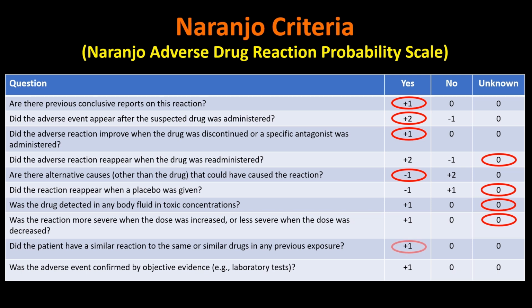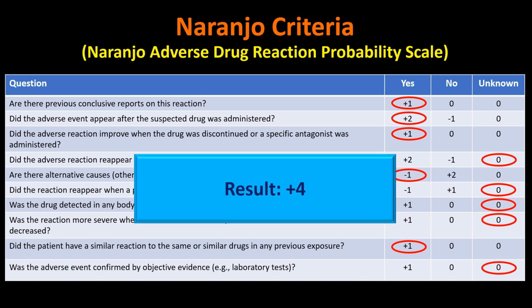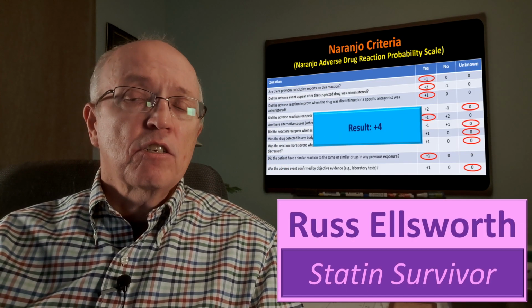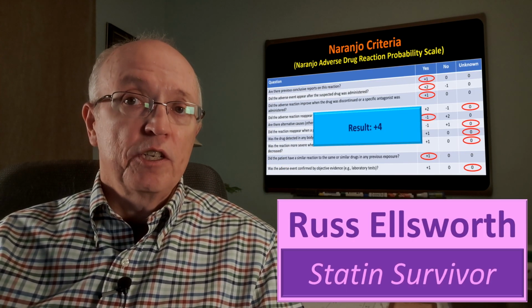Did the patient have a similar reaction to the same or similar drugs in any previous exposure? Yes, I did. I had muscle pains. Not often, but I did have muscle pains which were traced definitively to Lipitor. And then, was the adverse event confirmed by objective evidence? The answer there is no, because remember, we're just looking at this as an isolated incident. So you add up all these points and it comes out with a result of +4. Well, what does that mean? So that brings us to the topic of how the Naranjo score is interpreted.